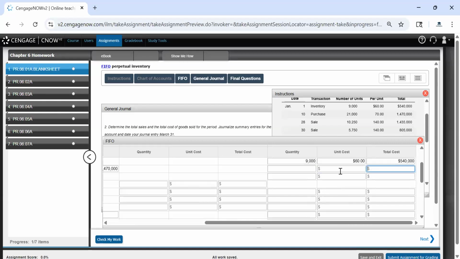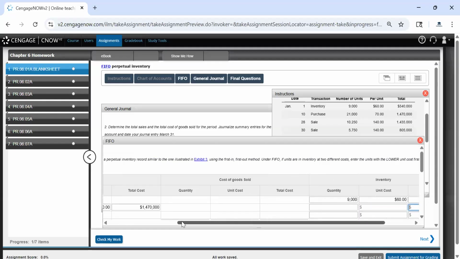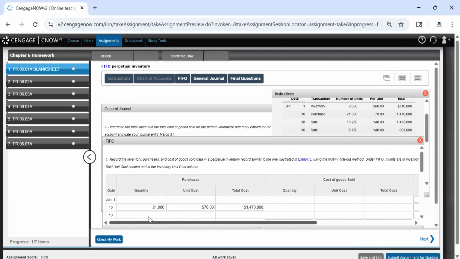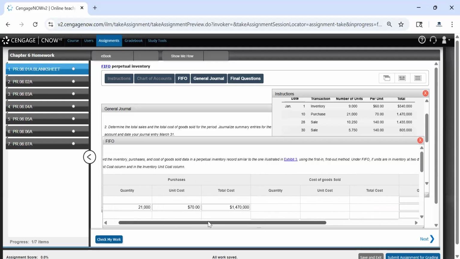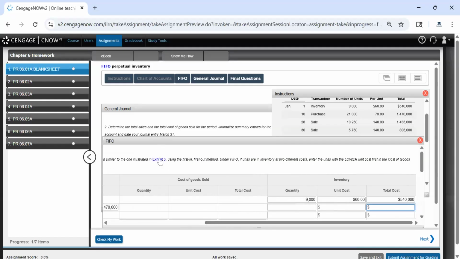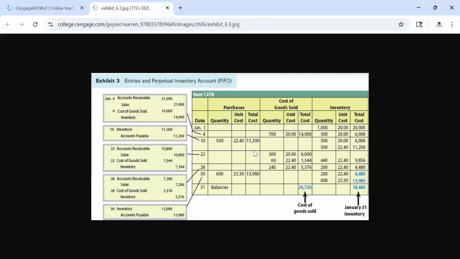And then in this section over here, if we look at our instructions, we're recording the inventory purchases, recording the cost of goods sold, and we have a perpetual inventory record similar to what's exhibited in exhibit number 3, which is from the slides. We're going to be inputting our purchases in the first column, cost of goods sold in the second column, and then our inventory balance and all of the inventory buckets in the third column.